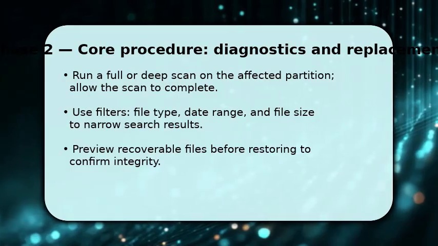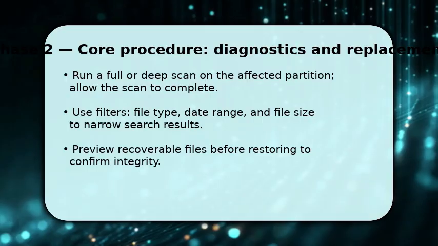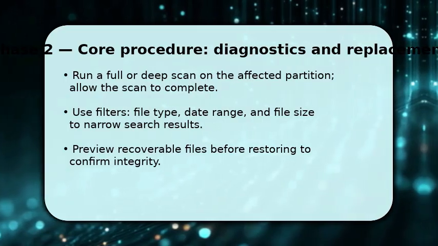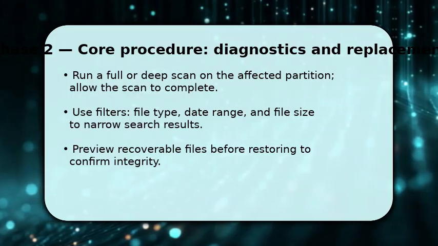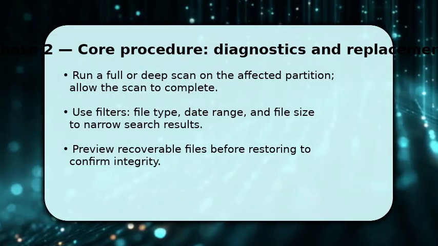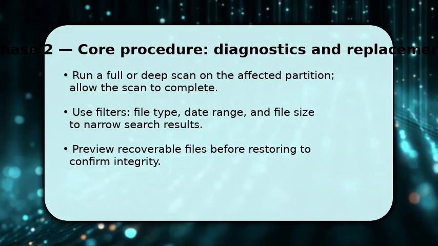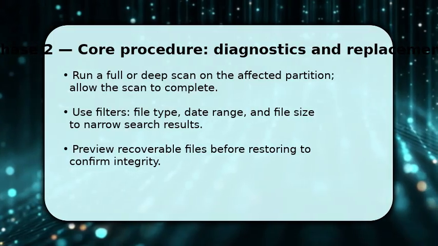Once the tool is ready, initiate a deep scan of the affected partition and let it run uninterrupted. Partial scans miss fragments. As results populate, apply filters for file type, date range, and size to reduce noise. This speeds selection and prevents restoring irrelevant files. You should preview items where the tool allows it, so you can verify content and avoid corrupted copies.